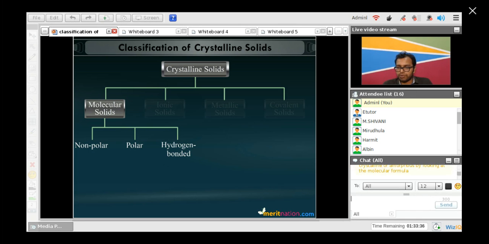How can we come to know whether a solid is crystalline or amorphous? By looking at the molecular formula.